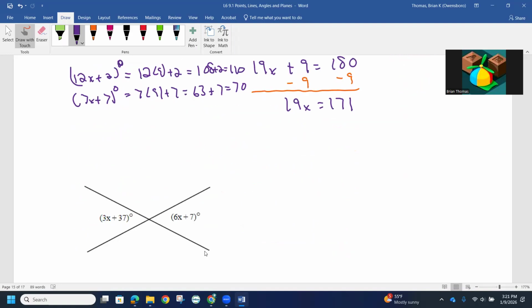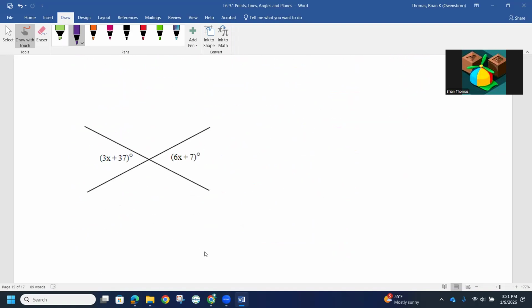Let's see if we can come up with another example. So now we have these two lines crisscrossing. Notice how these are opposite angles. So we should pick up on, hey, these are vertical angles. Vertical angles are equal. So if I call this angle 1 and this angle 2, angle 1 must equal angle 2. But instead of using angle 1 and angle 2, we have this 3x plus 37.